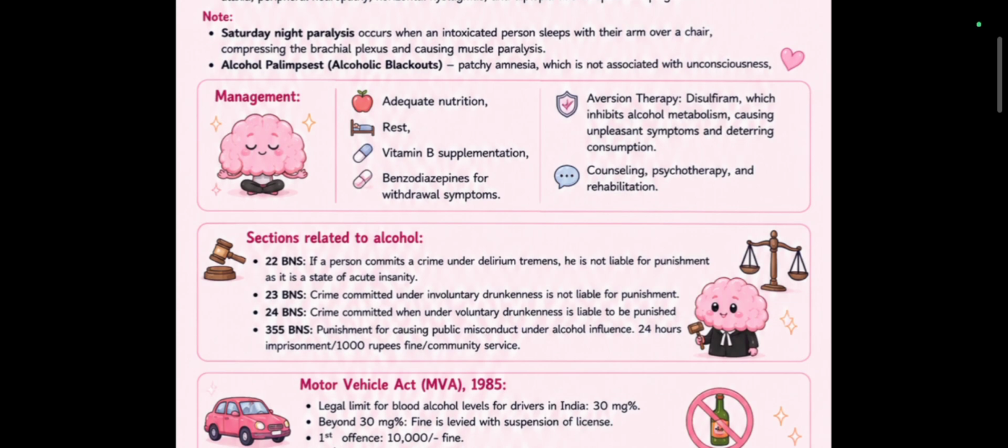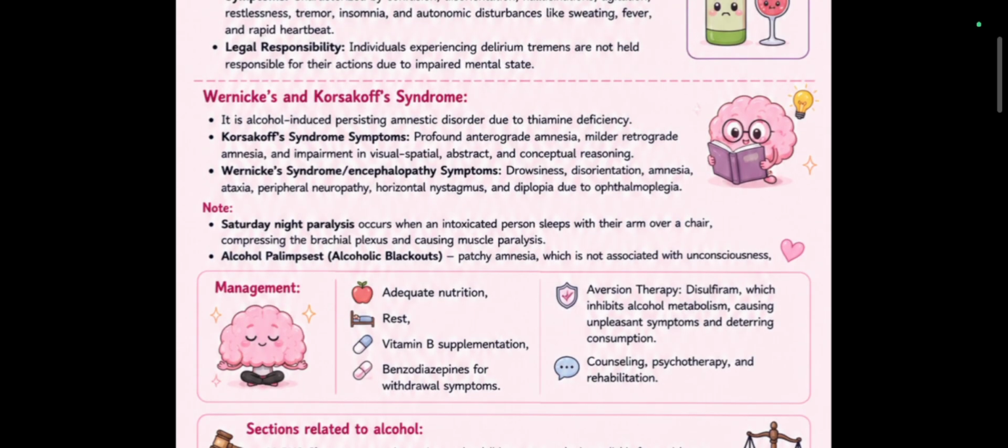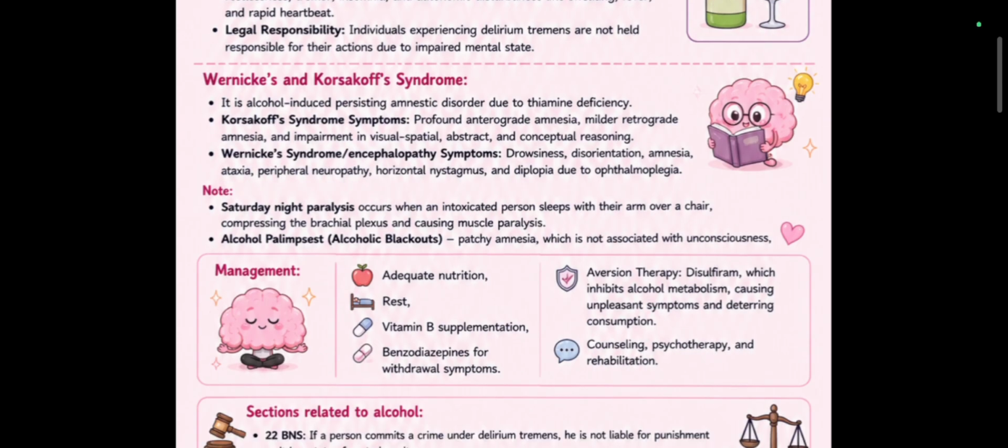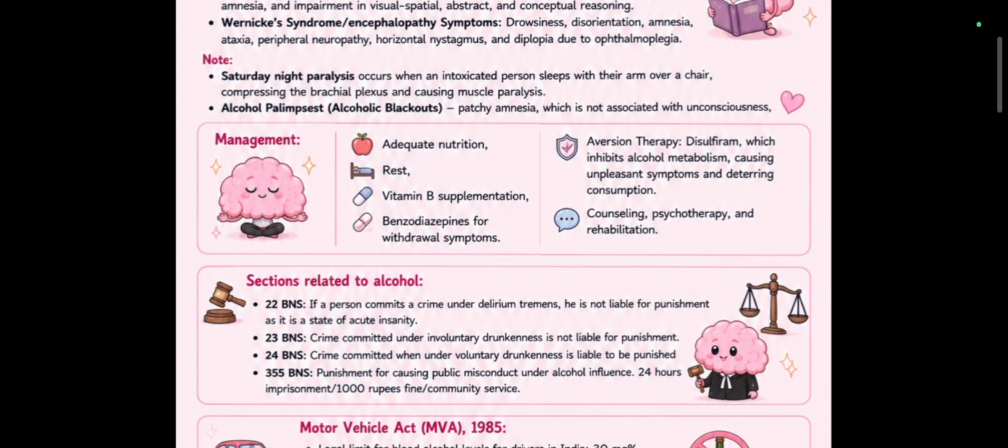Now, what are the sections related to alcohol? There are basically 4 sections: 22 BNS, 23, 24, and 355. 22 BNS says, if a person commits a crime under delirium tremens. Now, what is delirium tremens? Remember delirium tremens? It is nothing but confusion, disorientation, hallucinations, agitation that occurs after 3 to 5 days. So the law says, if a person commits a crime under delirium tremens, he is not liable for punishment, as it is a state of acute insanity.